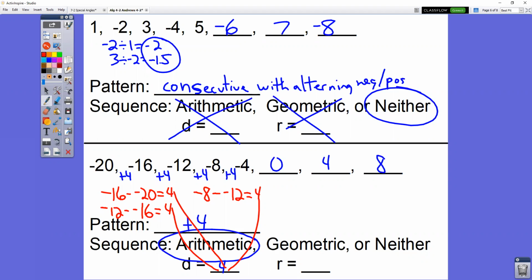So arithmetic, you're adding or subtracting the same thing each time. Geometric, you're multiplying by the same thing each time. Neither is just a weird pattern.